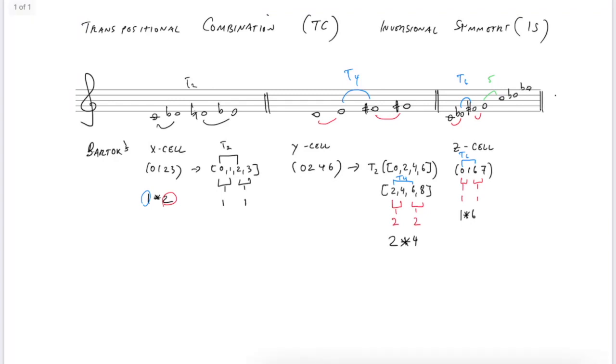And now we can see these are also spaced apart by 5. And in the middle, we again have T6, which then gives us the second notation for this one, which will be 5 asterisk 6. And that's how transpositional combination works. Here are the different cells that Bartok put together. Please know those cells. You should know what Bartok's X cell, Y cell, and Z cell is.